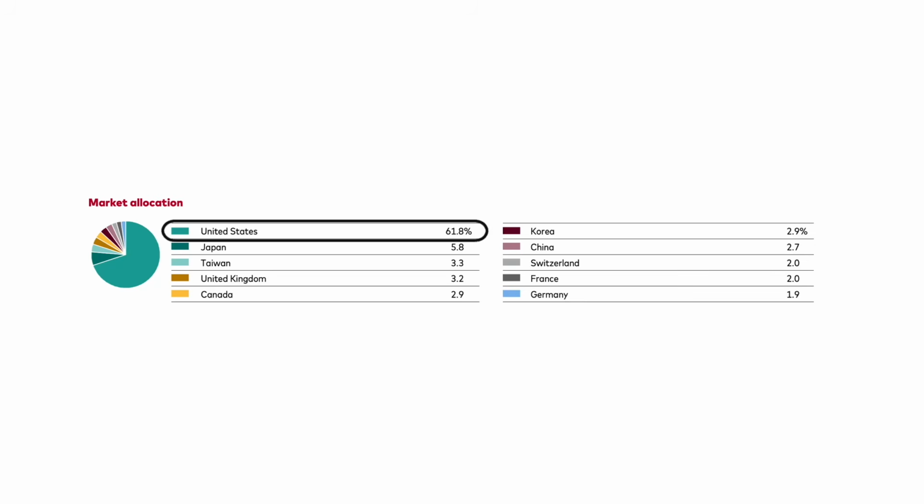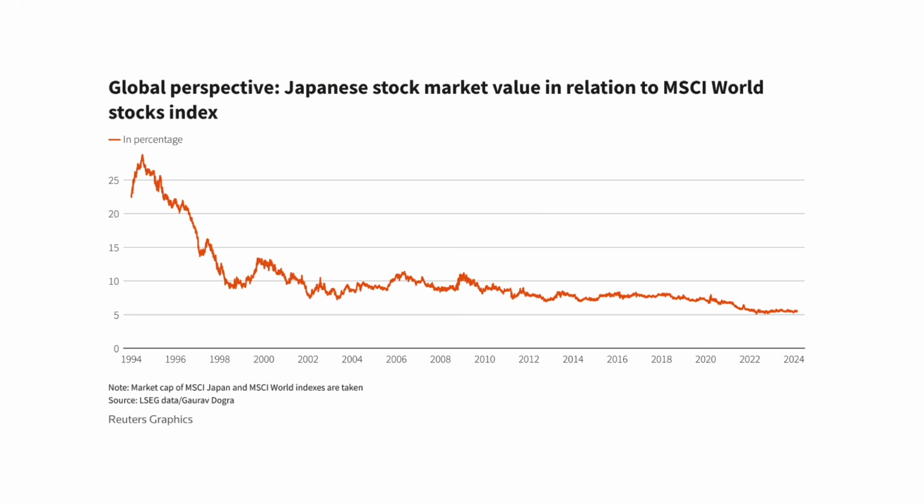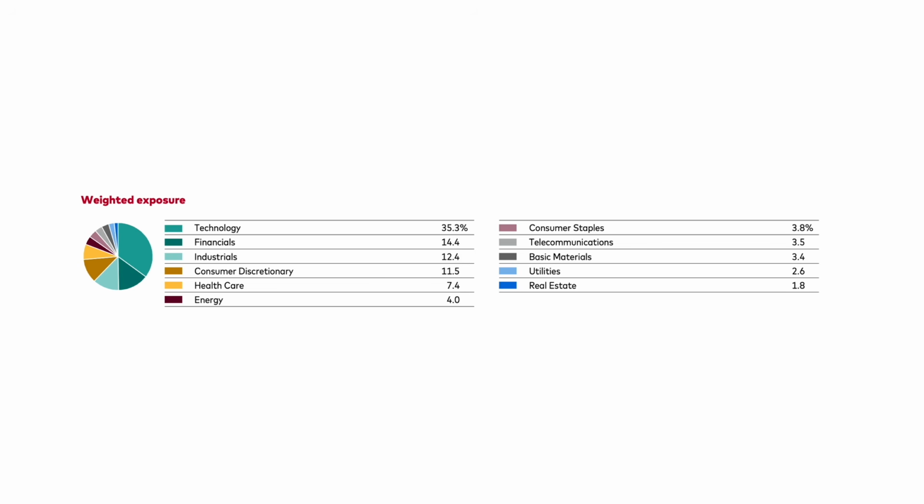But countries rise and fall. In the late 1980s, Japan represented a much larger share of the global stock market than it does today. Then Japanese equities underperformed for decades, and Japan's weighting gradually shrank. That doesn't mean the US will follow the same path, but if US equities were to underperform, this ETF would be heavily exposed. The same thing happens with sectors.